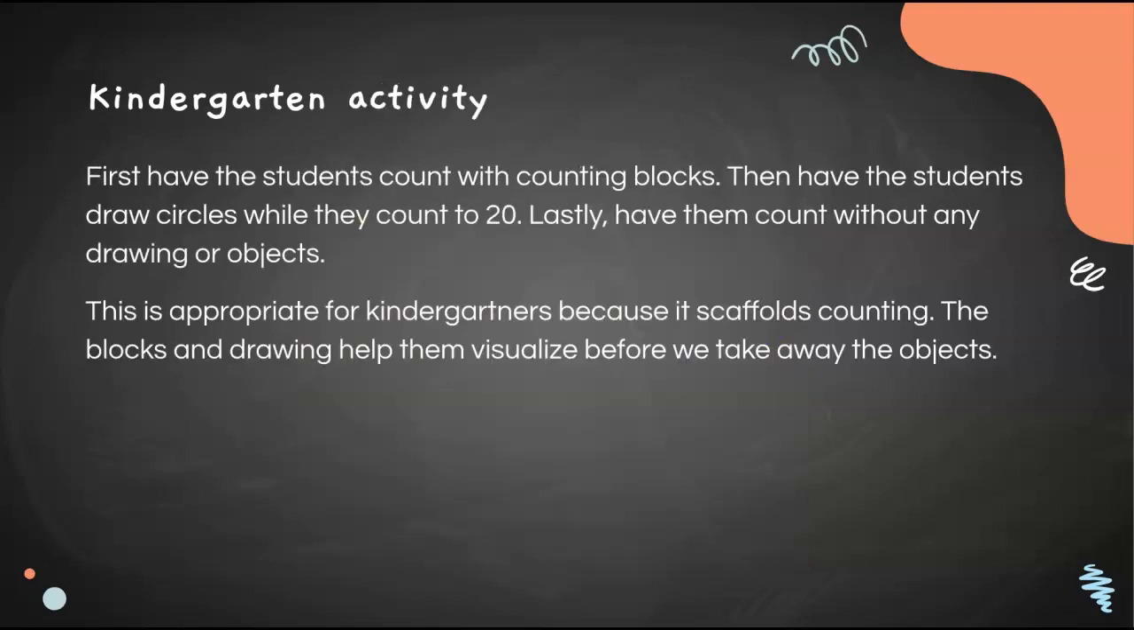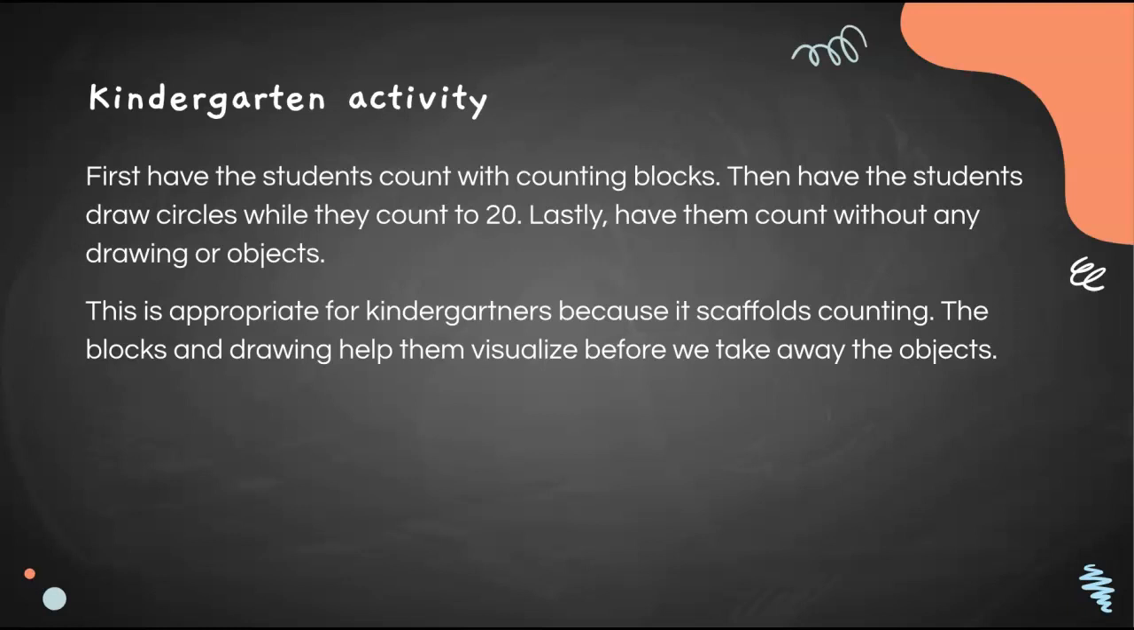My activity that I found for kindergarten was to first have the students count with counting blocks, then have the students draw circles while they count to 20, and then have them count without any drawing or objects. This is appropriate for kindergarteners because it scaffolds counting, and the blocks and drawing help them visualize before we take away the objects.